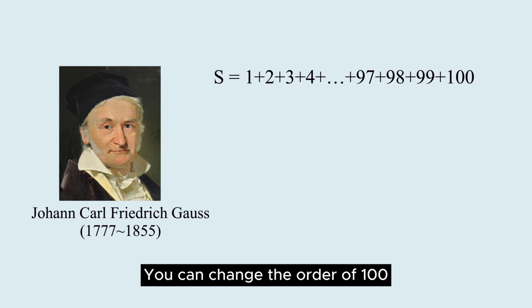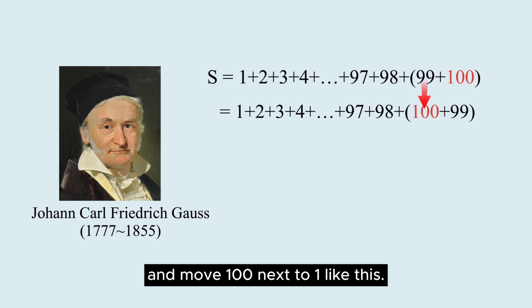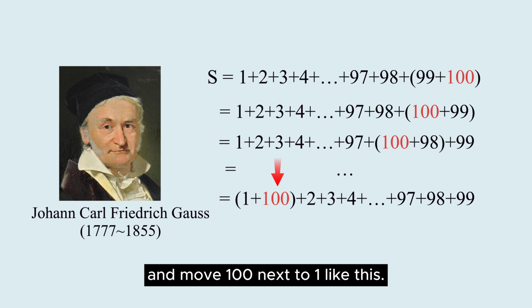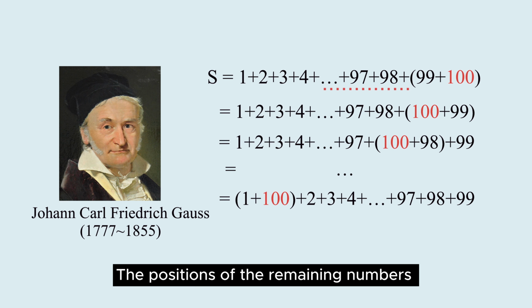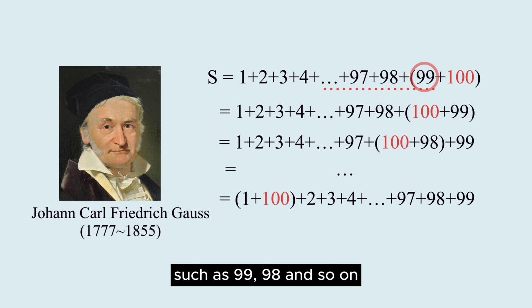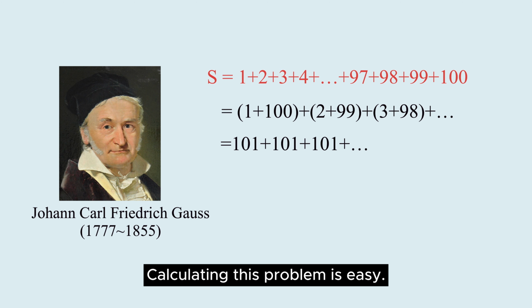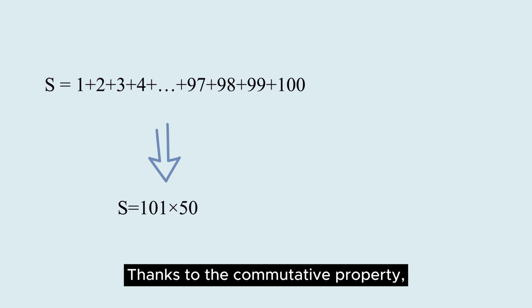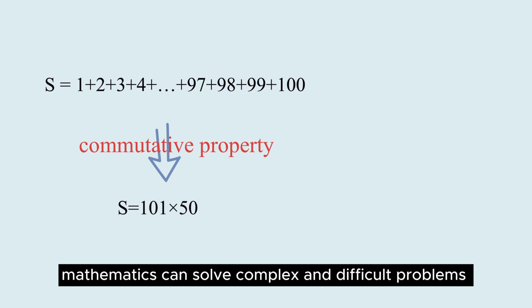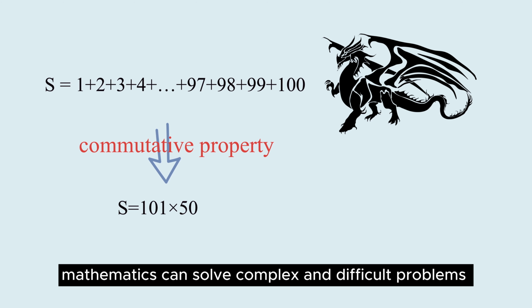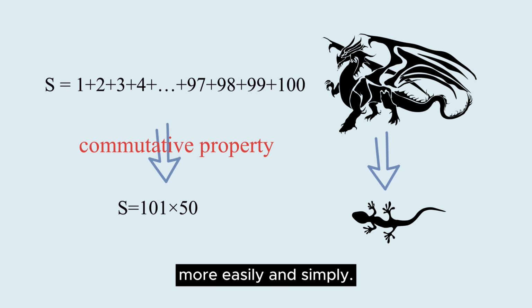You can change the order of 100 and move 100 next to 1 like this. The positions of the remaining numbers, such as 99, 98, and so on, can also be changed like 100. The problem will end up like this. Calculating this problem is easy. Thanks to the commutative property, mathematics can solve complex and difficult problems more easily and simply.